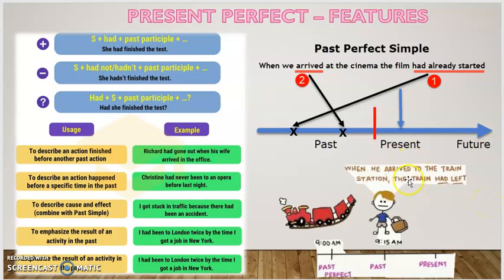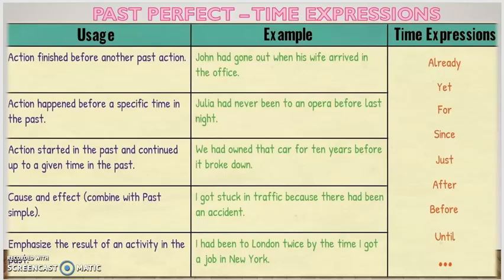Yes, the train had left. This action occurred first than this one. Okay, so this is the particular issue about the past perfect. So we have another examples in here according to the usage that you can check. For example, John had gone out when his wife arrived in the office.